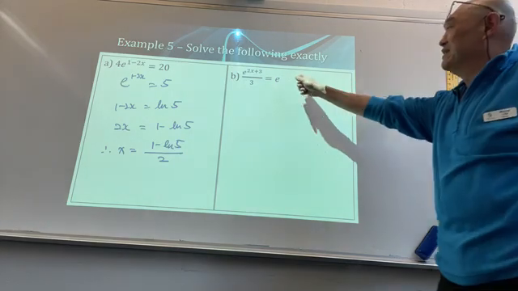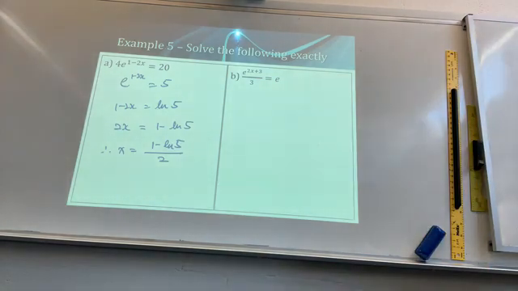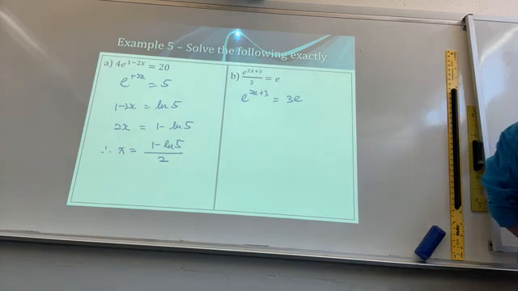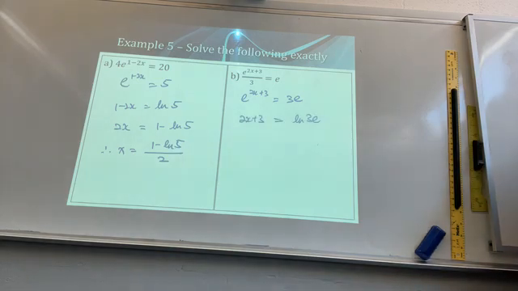Try this please. Try the next one. Now, would I take log straight away? Probably not. I will multiply both sides by 3 first. And therefore I get e to the power of 2x plus 3 equals 3e. And there, you should be able to work out, if you take a log, what would happen? 2x plus 3 equals log of 3e.